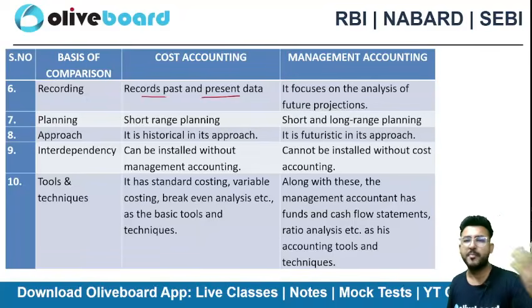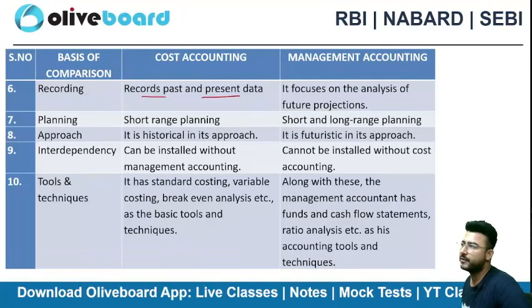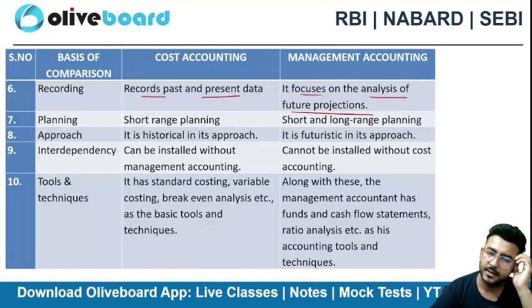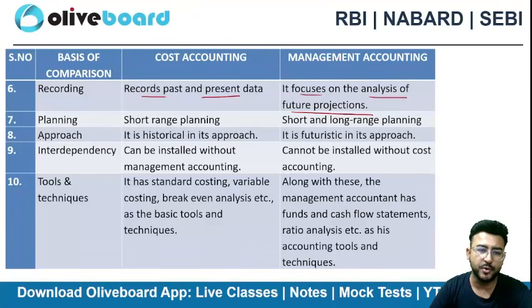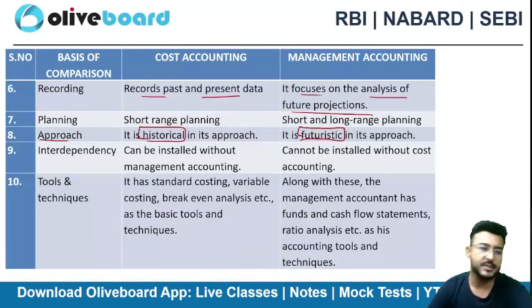But when we talk about management accounting, we can even record the future projection, like after 5 years how much profitability I am going to earn. I can include that analysis in management accounting. That's possible. So it focuses on analysis of future projection. So here we are not just concerned about past data, as well as futuristic data can also be there. So that's why the approach of cost accounting is historical in nature, whereas when we talk about management accounting, it is futuristic in nature, right?